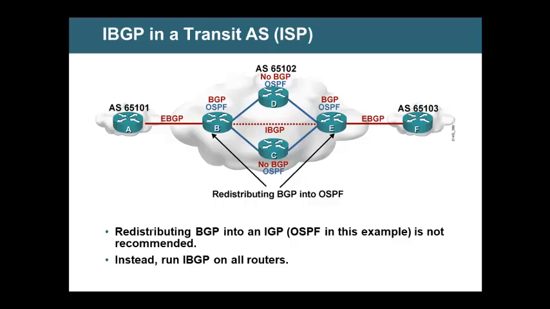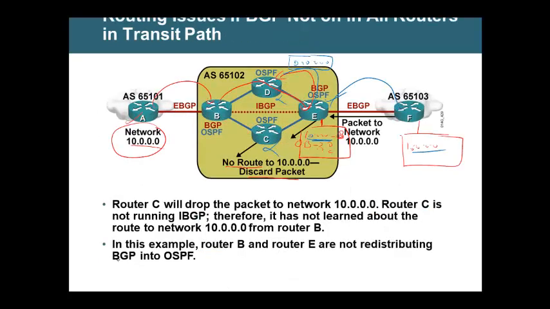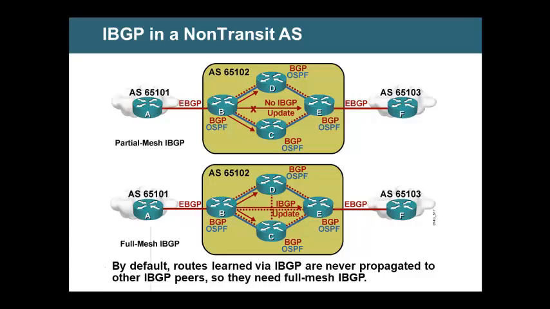Now the story is not over yet. We have another problem. We have decided to run BGP on all routers. That is true. But you need to run it in a full mesh fashion. What is full mesh? See, here also you're running BGP on all routers. Then what is the meaning of partial mesh and full mesh here? The meaning is this.